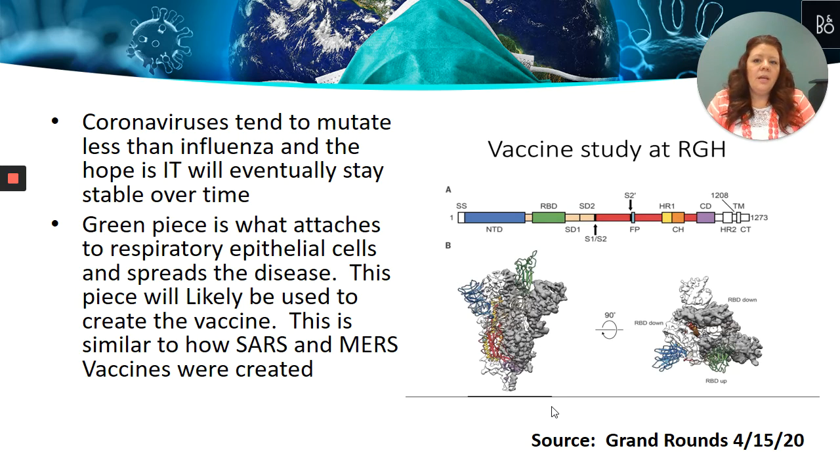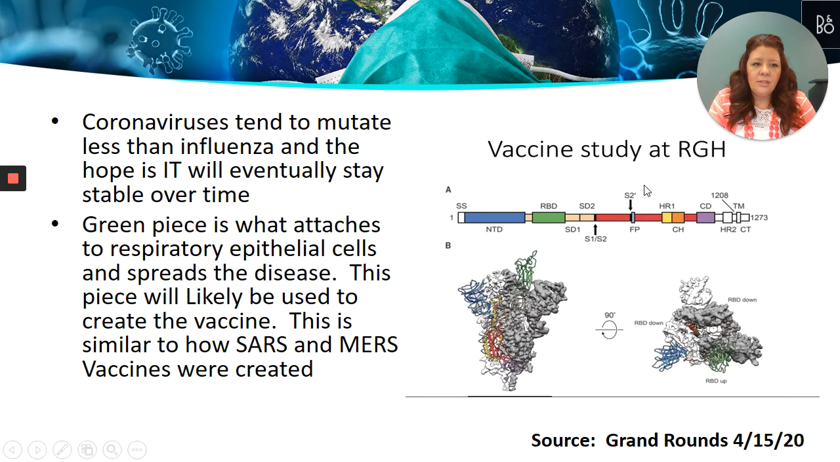And what happens from a coronavirus perspective, they tend to mutate less than influenza. And the hope is, because I know that this virus itself has mutated since it was originally identified, that it will eventually stay stable over time.